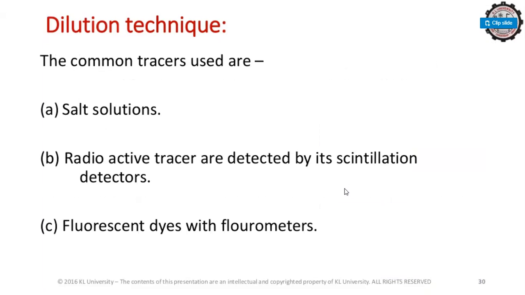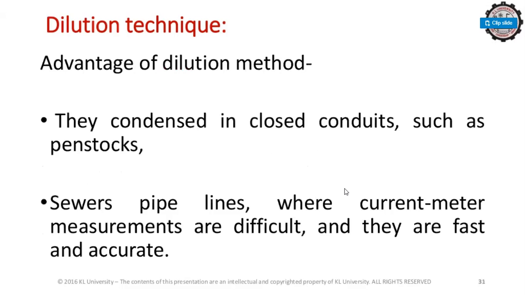The common tracers used are salt solutions; radioactive tracers, which are detected by scintillation detectors; and fluorescent dyes, with fluorometers. Advantages of the dilution method: they can be used in closed conduits such as penstocks and river pipelines, where current meter measurements are difficult, and they are fast and accurate.